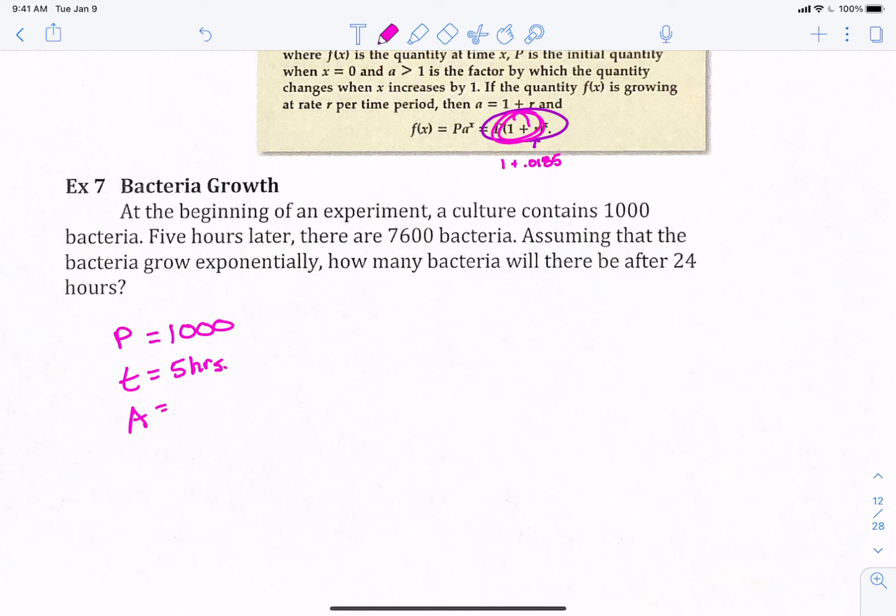Can we switch this instead of f of x? Can we call it A instead? So the after amount is 7,600. Assuming that the bacteria grow exponentially, how many bacteria are there after 24 hours?